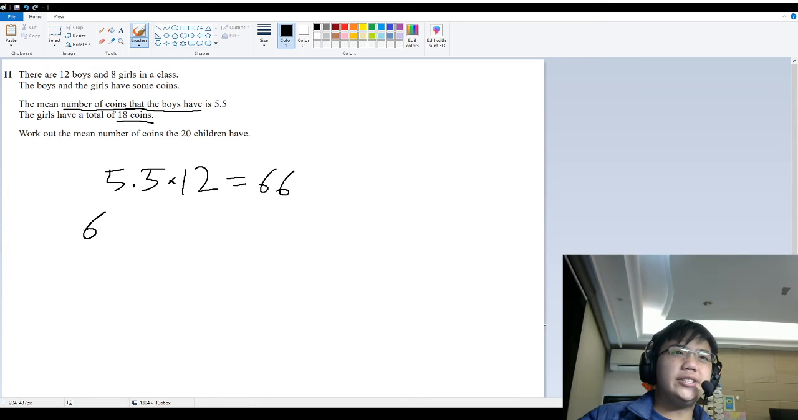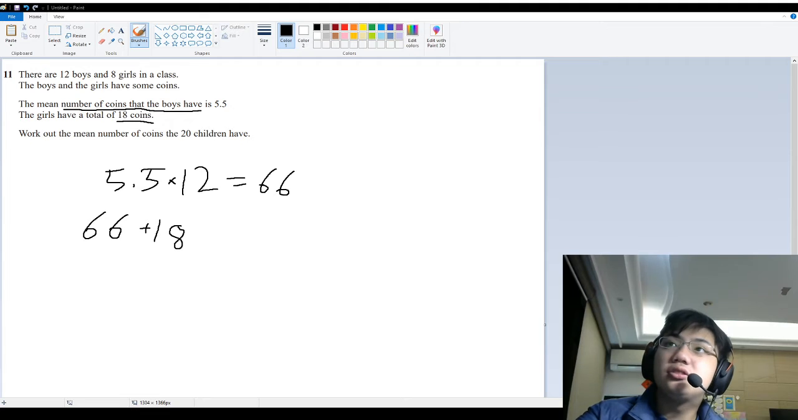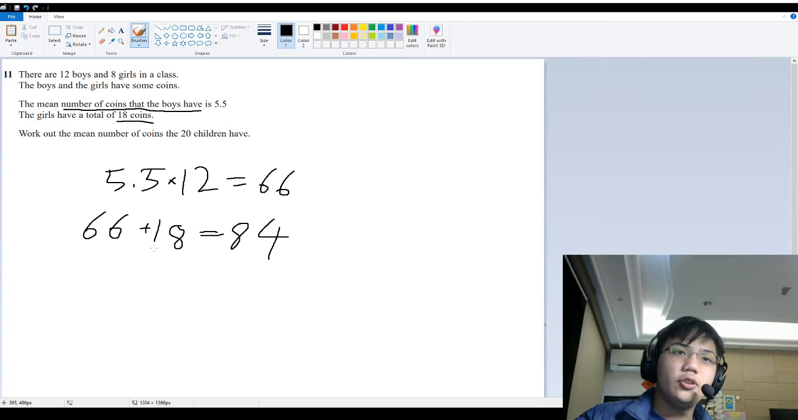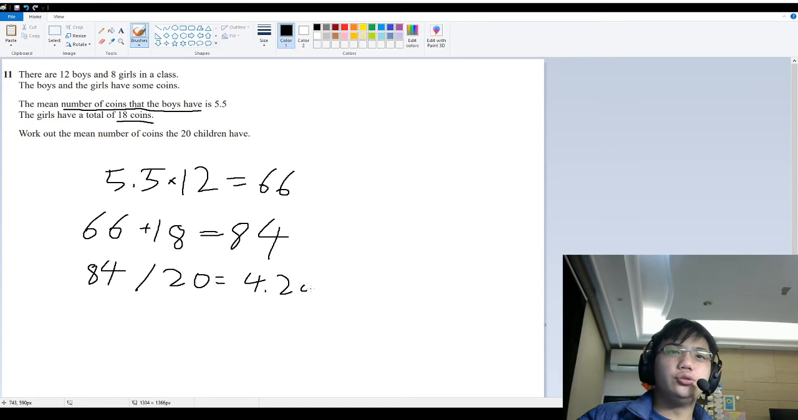The total number of coins is 66, the coins the boys have, plus 18, the coins the girls have, which gives us 84. And to figure out the mean number of coins the 20 children have, we divide 84, the number of coins, by 20, the number of children. So from this we get 4.2 coins per child.